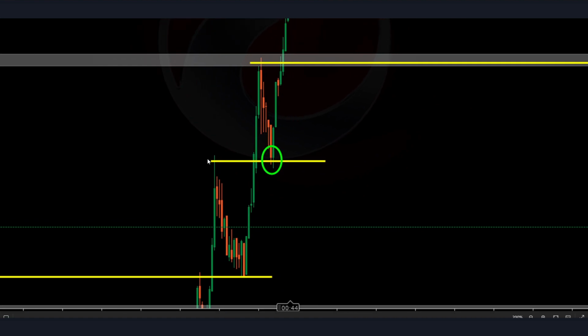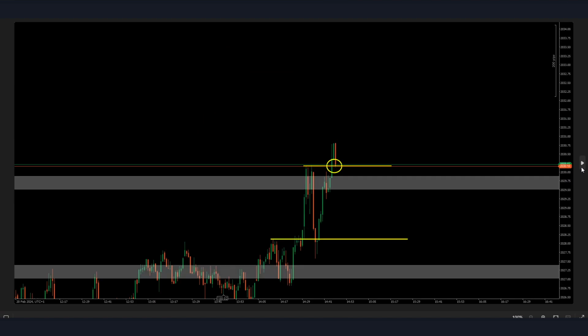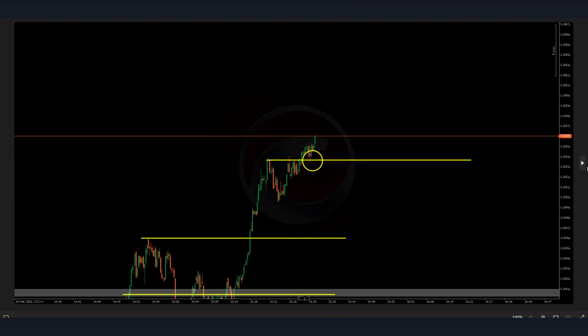And I missed out on this continuation of the top wick after this strong bullish price action. So that was a pain. And yeah, this one, same thing. I saw it. We saw it already.